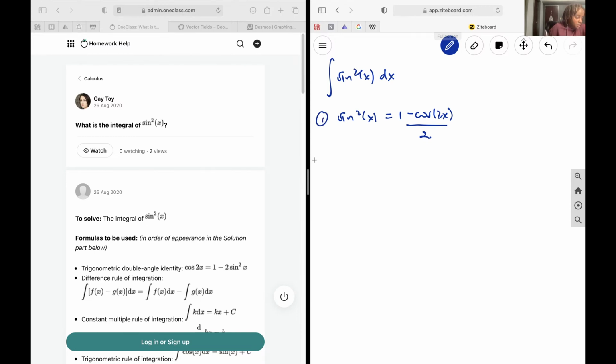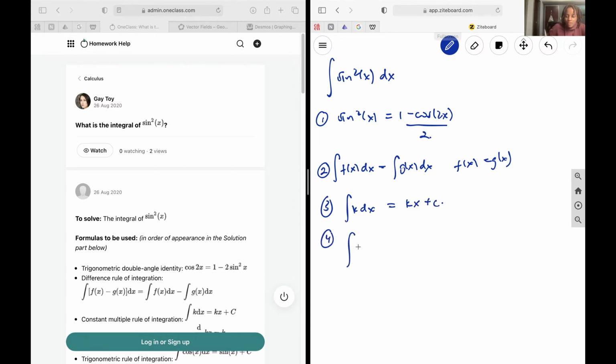Secondly, I'll use that the integral of f of x dx is equal to the integral of g of x dx if f of x is equal to g of x, as we showed before, which is why I can use this. And lastly, that the integral of some constant dx is equal to kx plus c, and the integral of a f of x dx is equal to a multiplied by the integral, like that.